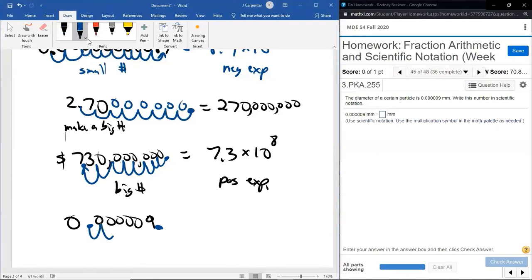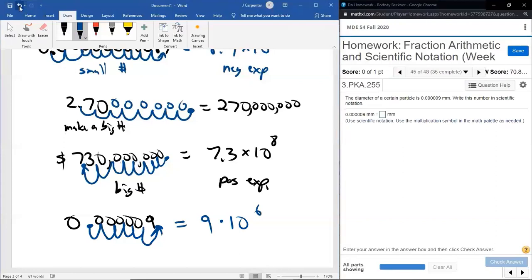So it's going right 1, 2, 3, 4, 5, 6 times. And this in scientific notation is just going to have the 9. You don't need to write 9.0 because 9.0 is the same thing as 9. So 9 times 10 to the, we moved it right 1, 2, 3, 4, 5, 6 times. So it's either positive or negative 6, one or the other.